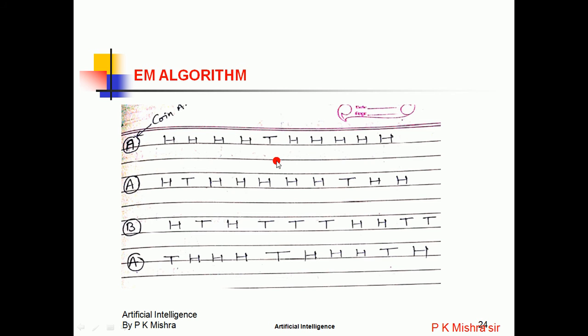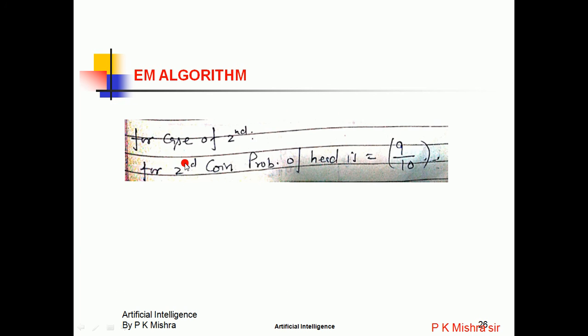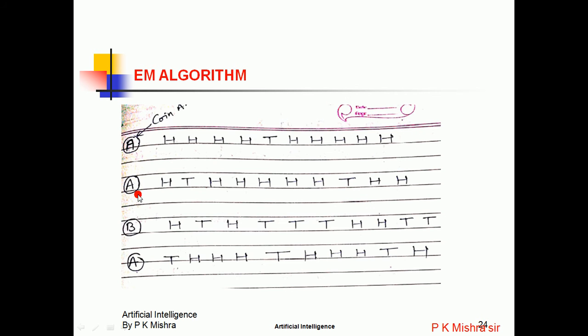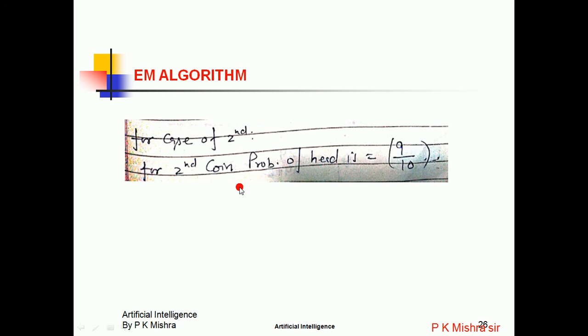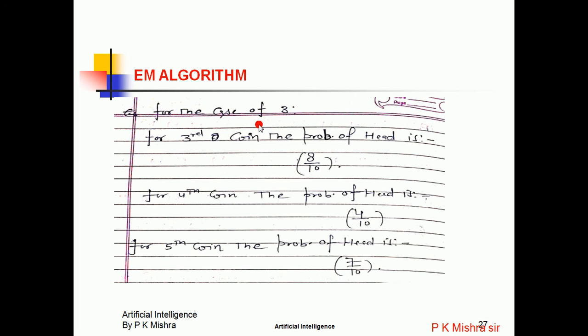9 means 9 heads out of 10, so 9 divided by the total number of flips, which is 10, so 9 by 10 when we choose the second coin. Now when we choose the third coin, this is the third, this is the fourth, and this is the fifth. The third coin is A, and the probability of getting a head, after flipping 10 times, is 8 by 10. So for the third coin, the probability of getting head is 8 by 10.